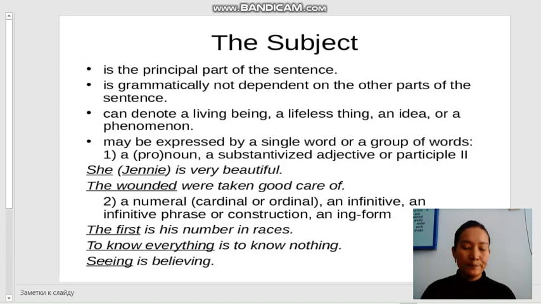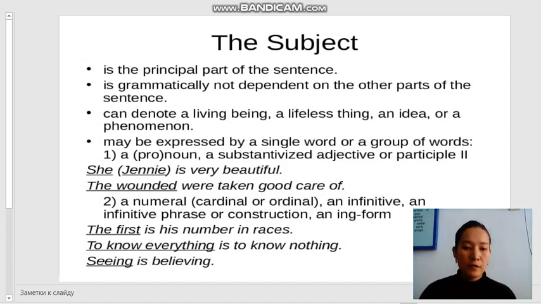For example, as a noun, we can use the name Jenny, or we can change the word Jenny with the pronoun she. The second one is: the wounded were taken good care of. So here the subject is the wounded. The next is a numeral, cardinal or ordinal, an infinitive and infinitive phrase or construction in ing form, like a gerund. For example, as a numeral, in the first sentence the subject is shown: the first is his number in races. Here the subject, the first, is used as a numeral.